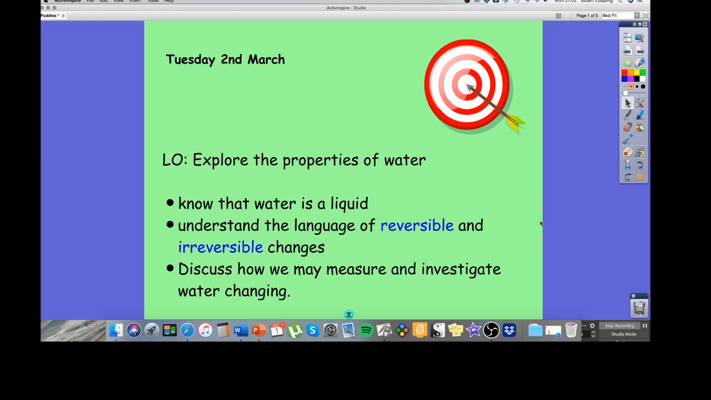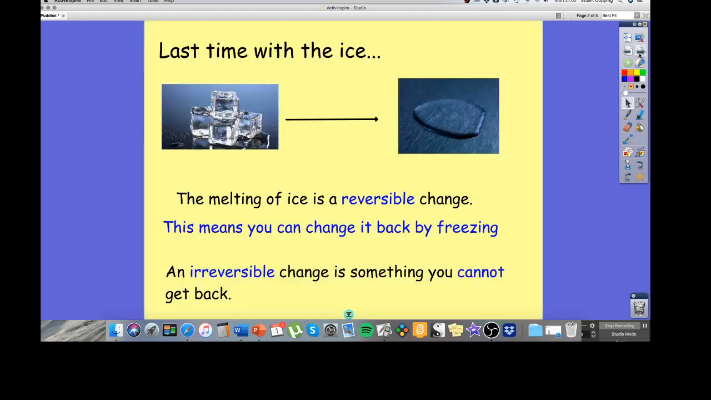So our learning objective for today is to explore the properties of water. We need to know that water is a liquid. And we're going to have a look at what it means by reversible and irreversible changes. And we're going to discuss how we may measure and investigate water changing. Okay, so it links into last week.